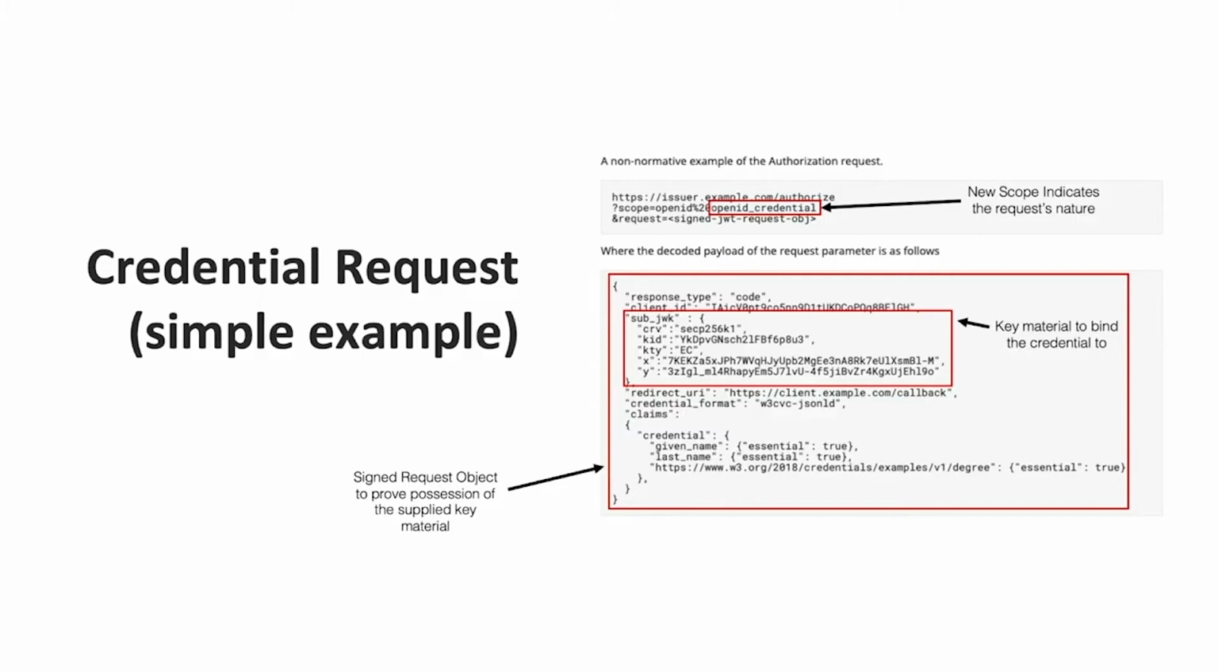The sub JWK notation was taken from Chapter 7 in SIOP, and it essentially just inlines a public key, so that the OpenID provider can authenticate the request by using this public key to verify the signed request object, and therefore be sure that this key material is going to bind the credential to the party that launched the request, who is in possession of the associated private key.